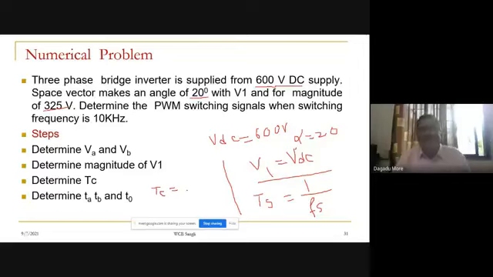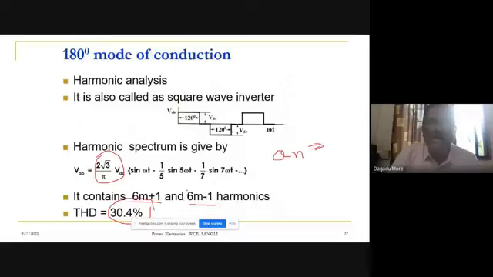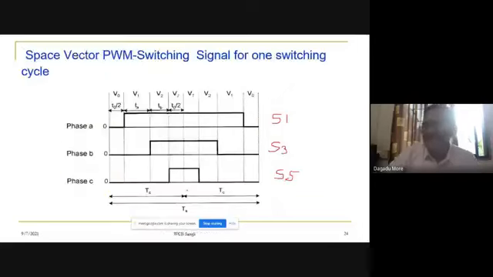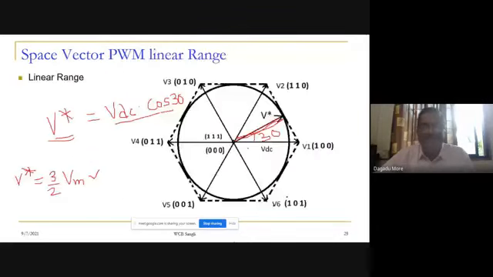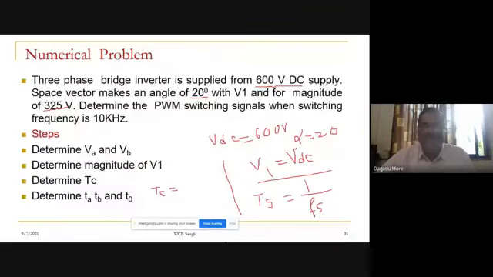Ts is divided into two equal parts. If you go back, Ts is divided into two equal parts, and that is the Tc. One part is the Tc, another. So here, what is the value of Tc now? Tc will be Ts by 2. Is it clear? Tc is Ts by 2.